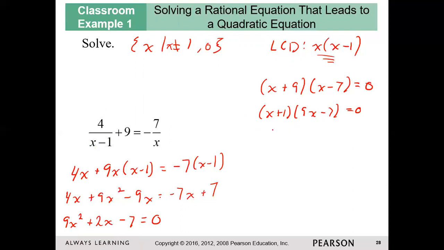And then we are going to check our answers. So we get x is equal to -1, and we are going to get x is equal to 7/9. Remember, opposite divided by will give you the solutions that you're looking for. Okay.